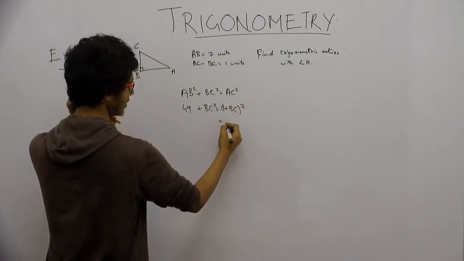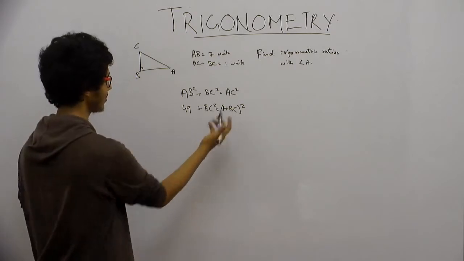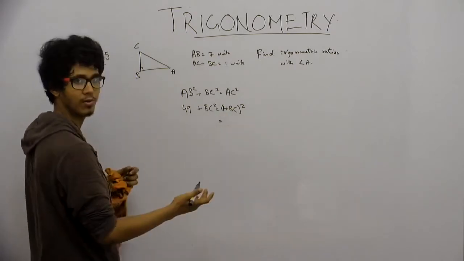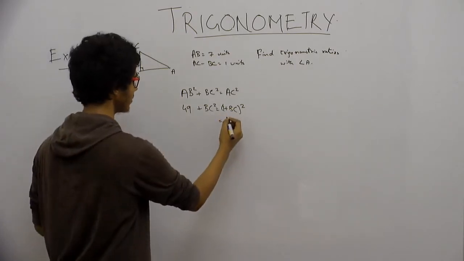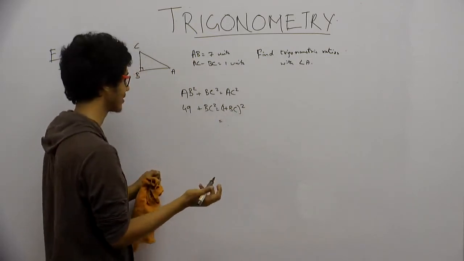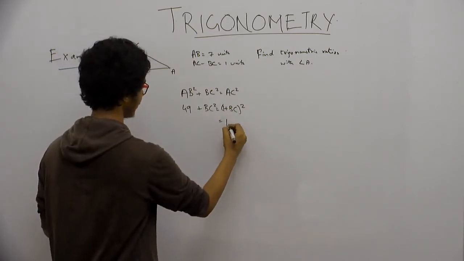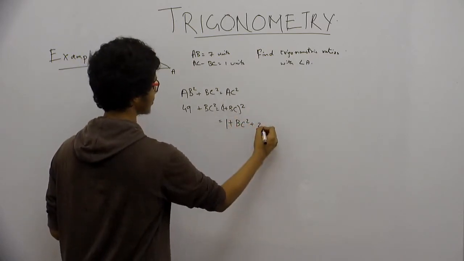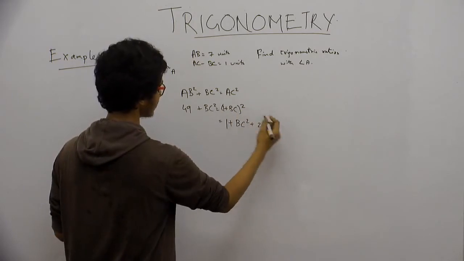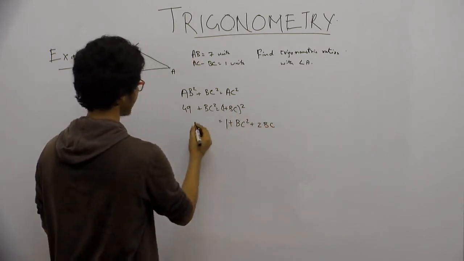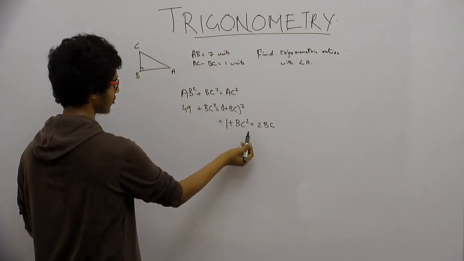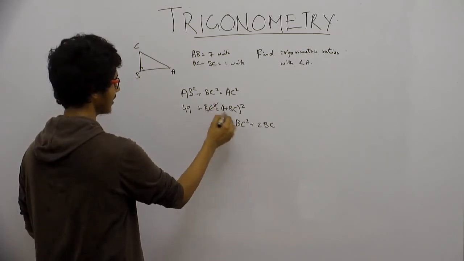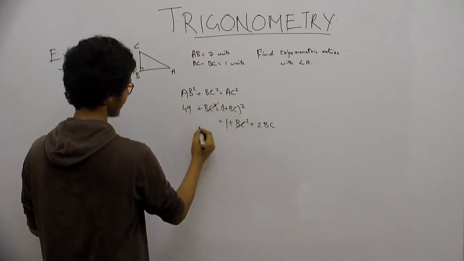Now expanding this, I suppose you know the expansion. A plus B whole square is A square plus B square plus 2AB. Okay? It's important that you learn this right now because it will really help you in the future. We get 1 plus BC square plus 2 into 1 into BC, which is 2BC. Now we see that BC square is on both sides of the equation, so we can safely eliminate it. This implies that 49 equals 1 plus 2BC.